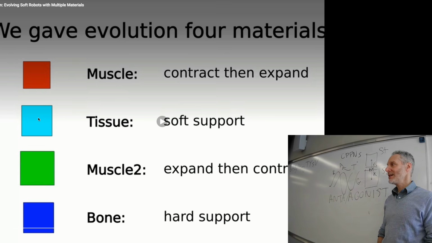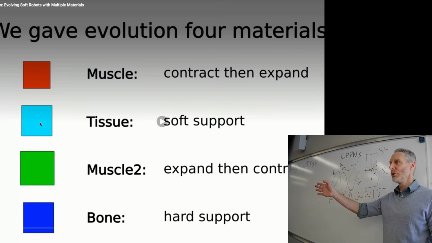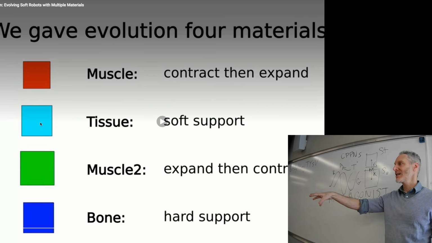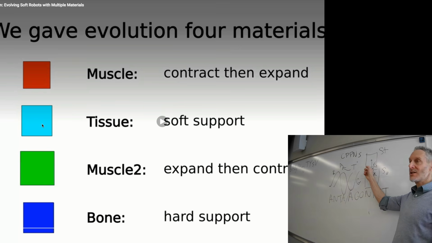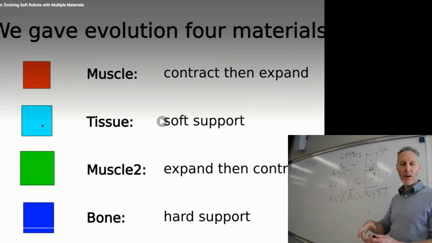Low. They're soft, right? So when we say that the CPPN is painting blue, blue means make all the K values inside that voxel low, and don't add a motor here. They're passive soft support. Okay.